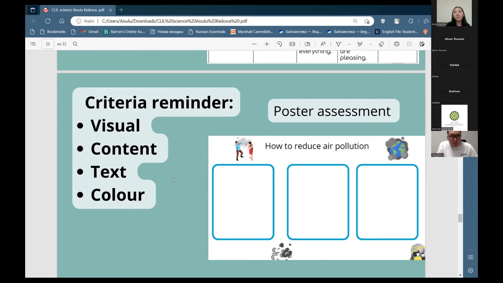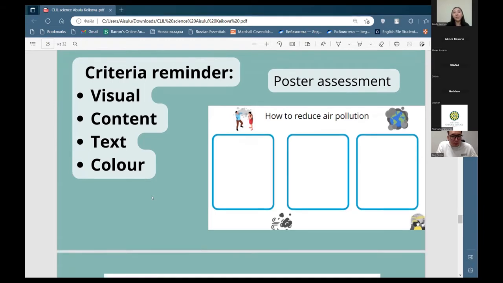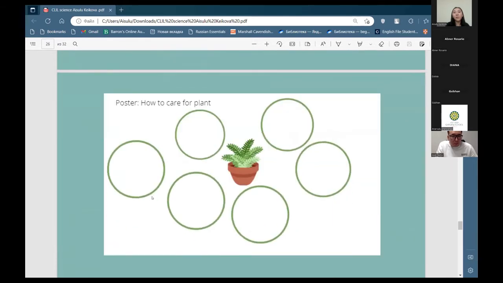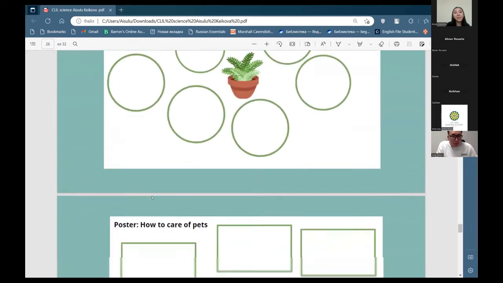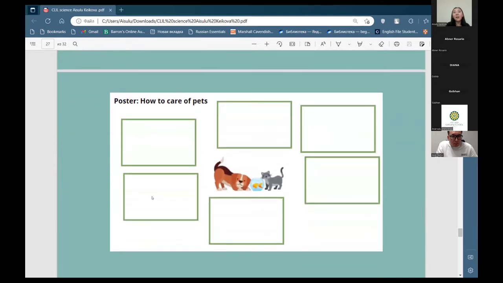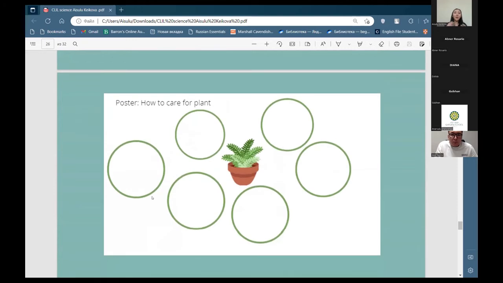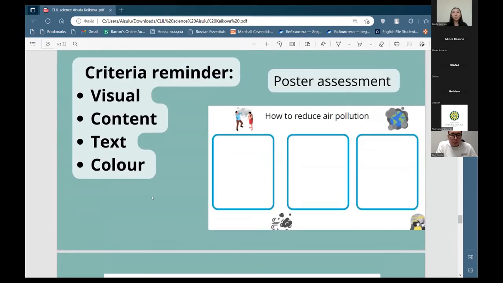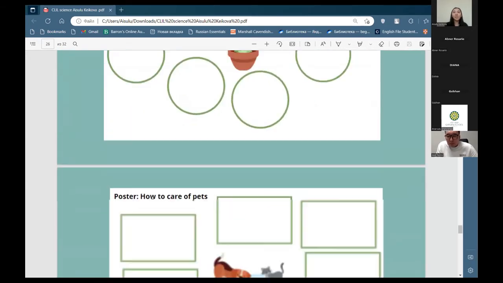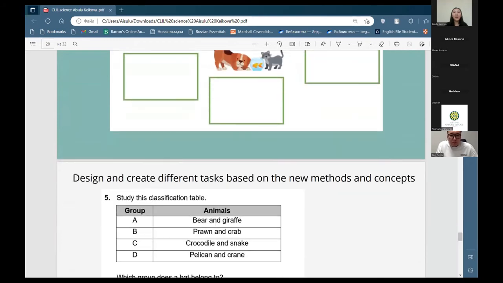So this can be a very effective tool that we have done. How to care for plants, how to care for pets. Unfortunately, I haven't added the photos of the real answers, but there are some great works. Probably I can send them through Sanjar next time, to show how students respond to these tasks.